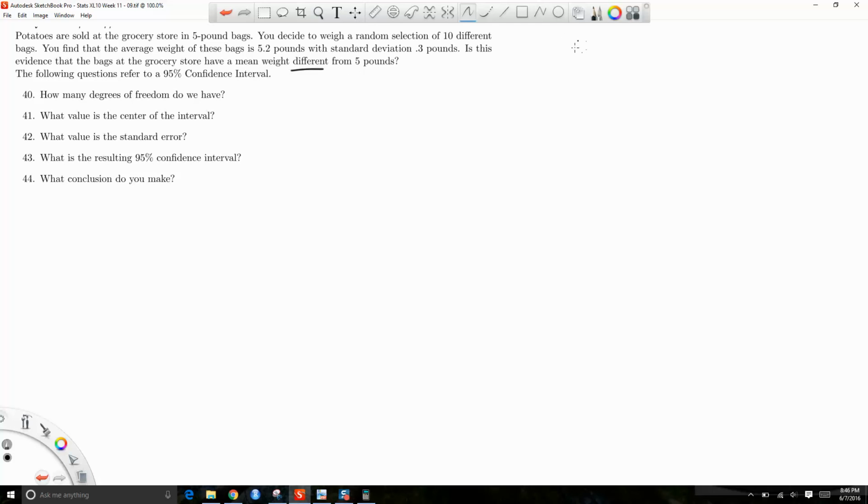Okay, so yeah, we got means, and it's one sample. Confidence interval, exactly, right? Okay, and then so our n is, how many bags did we look at? 10. Sometimes my eyes play tricks on me too. Okay, so n is 10, and then x bar is 5.2, and s is 0.3.